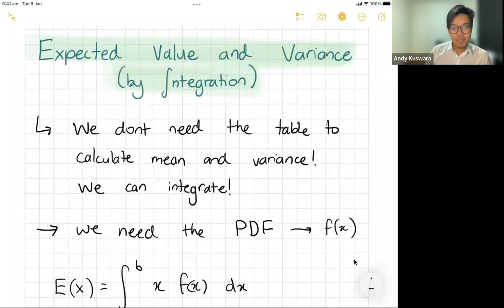So what we're going to realize now is that we no longer need to do that whole table of values method, where we have to multiply and add everything together. If we have a PDF, the probability distribution function given to us, we can simply integrate. That gives us the cumulative distribution area, and then we can integrate to actually find our expected value.